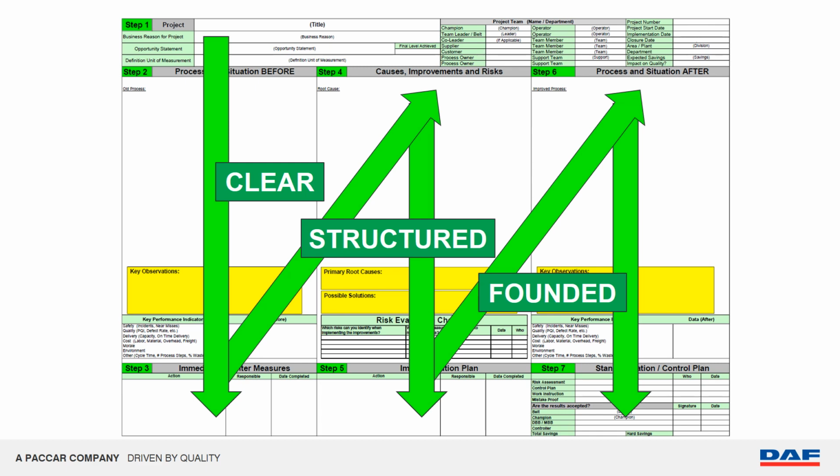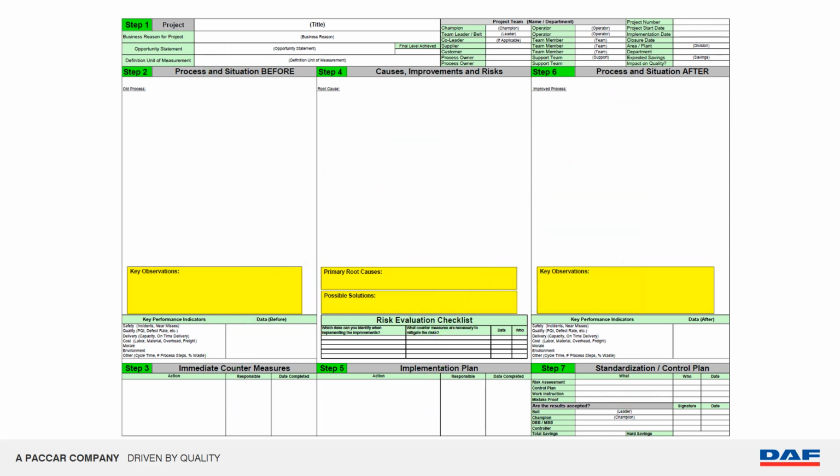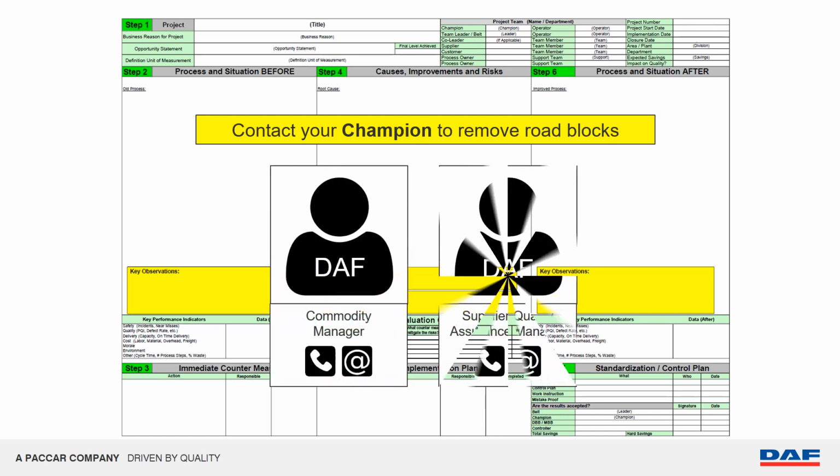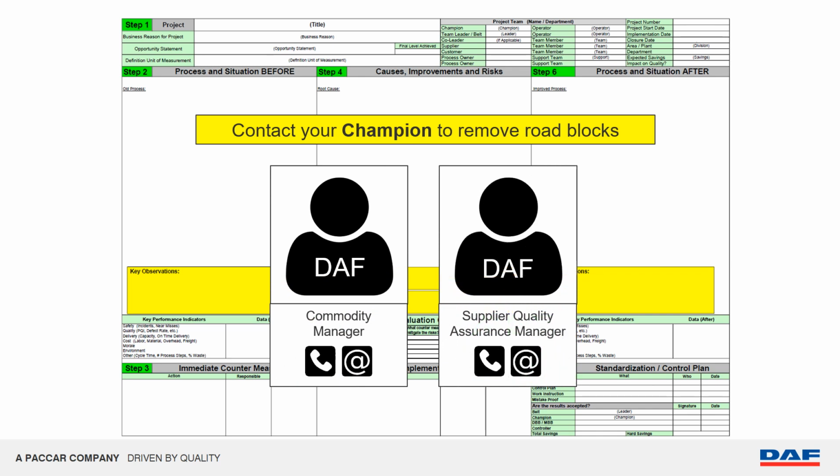If indeed you chose the right project to execute, your champion agreed to support you while working on it. So when you possibly hit a roadblock, contact your champion to help remove it. That is what he or she is for. In case you need help from DAF while working on your project, contact either your assigned commodity manager or your supplier quality assurance manager.